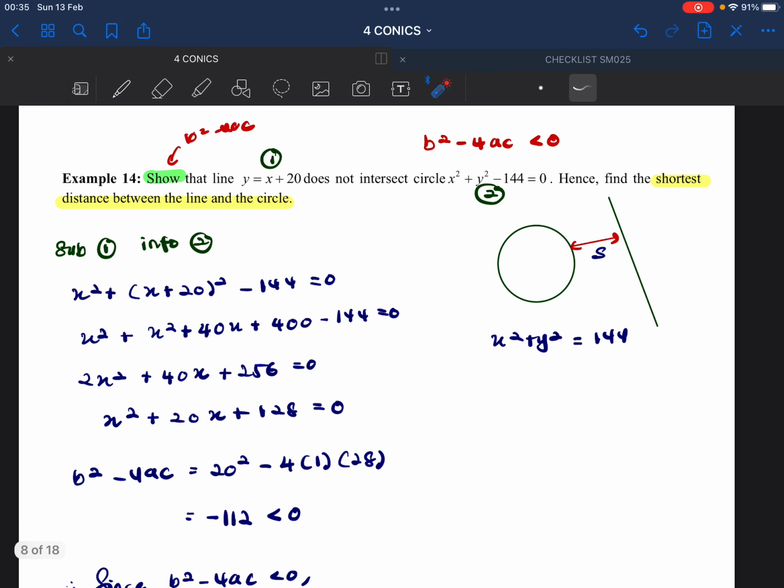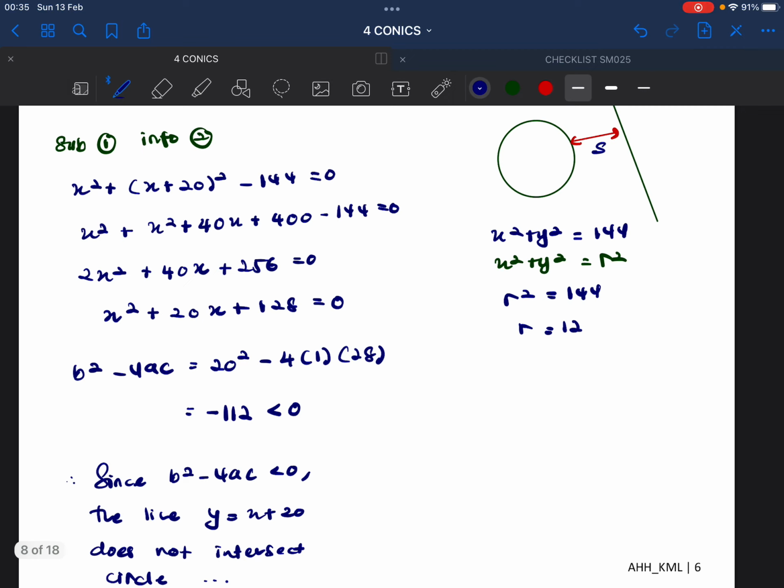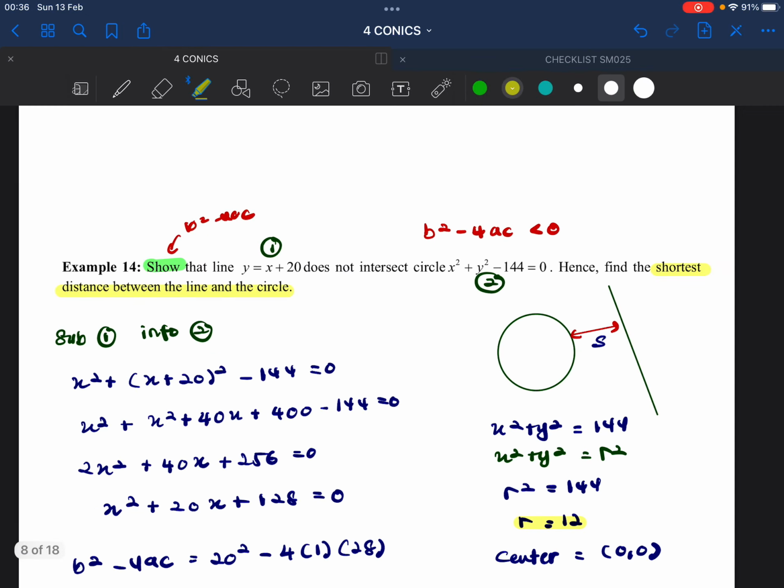So you know that here is our r square. Okay, we compare this x square plus y square equals to r square. So we know that our r square is equals to 144. That means our r is equals to 12. Okay, and from that equation also we know that the center is at the origin, which is 0, 0. Okay, one thing we find here. Okay, so here is the center. We found our r.